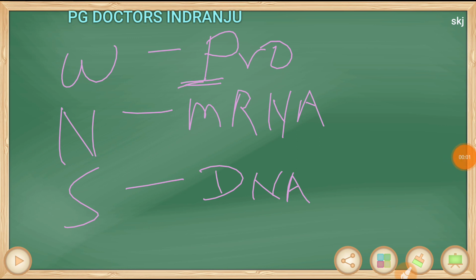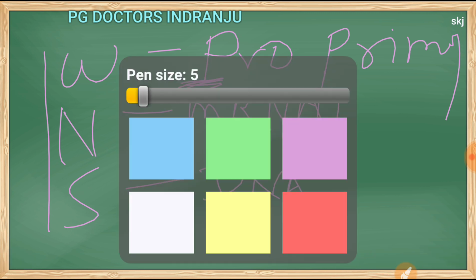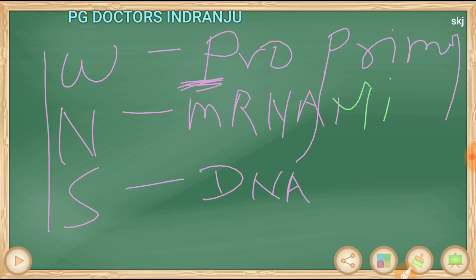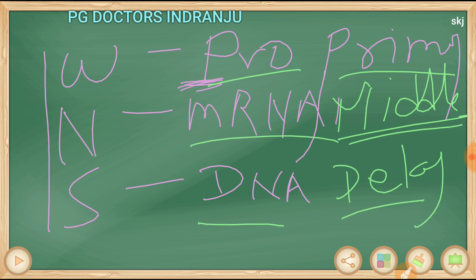Here you have to remember the sequence WNS: west, north, south. P stands for primary, M for middle, and D for delay. So primary is protein, middle is mRNA, and delay is DNA.